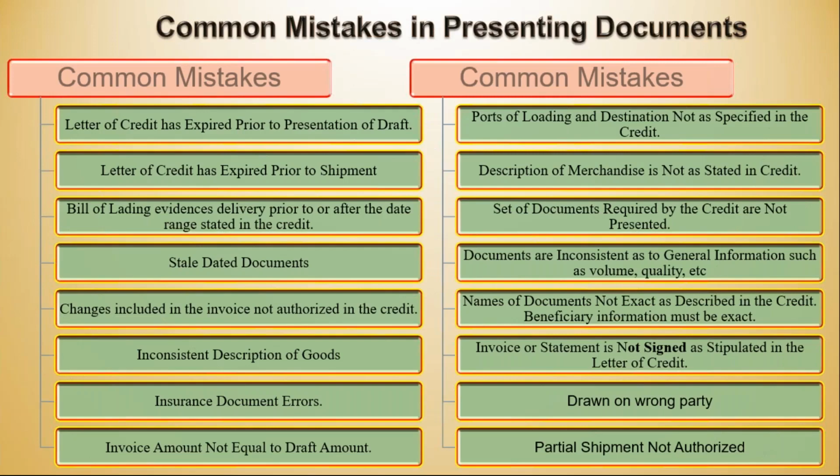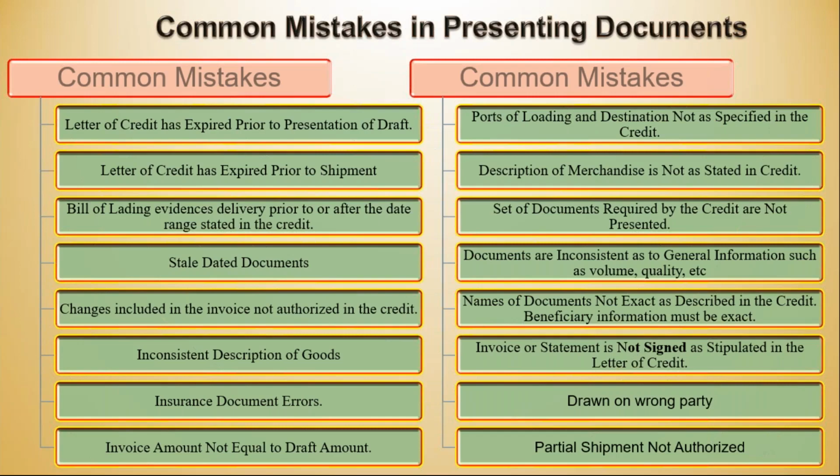Similarly, there are certain other documents, like insurance documents. Some errors may be that insurance is not covered or is less covered, and all these things may also be certain discrepancies. An invoice amount not equal to the draft amount is also a discrepancy. And port of loading related discrepancies can happen.